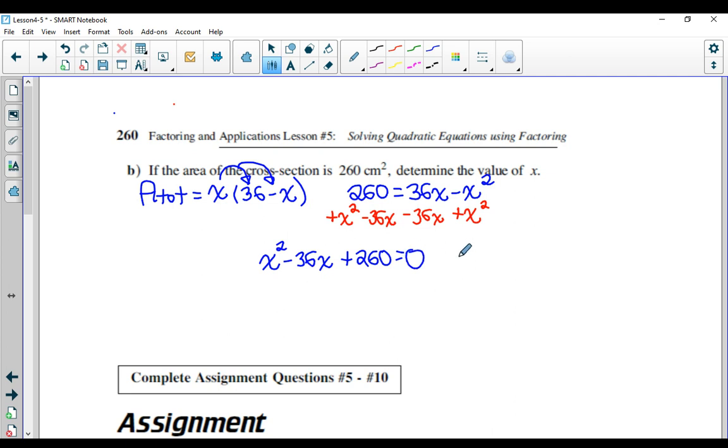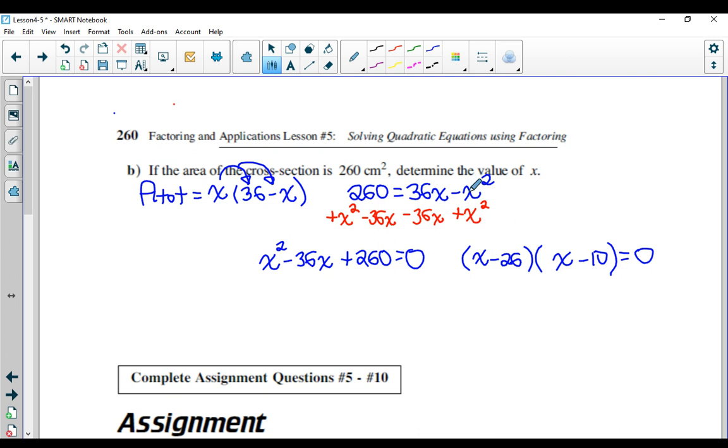Okay, this can be factored through inspection. So I need two numbers that add to give you negative 36 and multiply to give you 260. I'll just simply list what those numbers are. Again, if you did this, you might need to do a bit of trial and error. Okay, so the two numbers would be negative 26 and negative 10. So you have x minus 26 times x minus 10, and that's equal to 0.